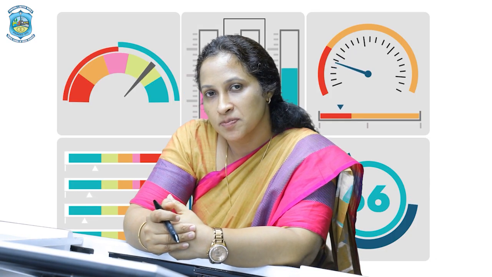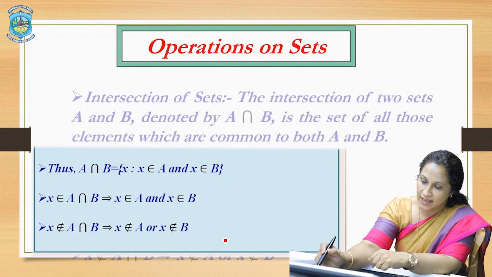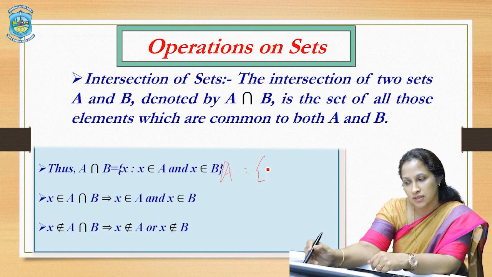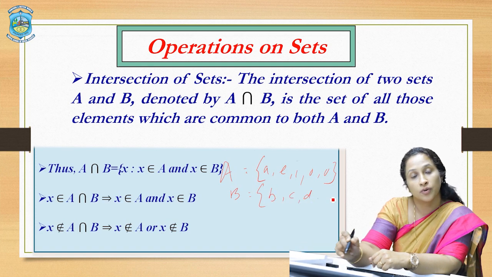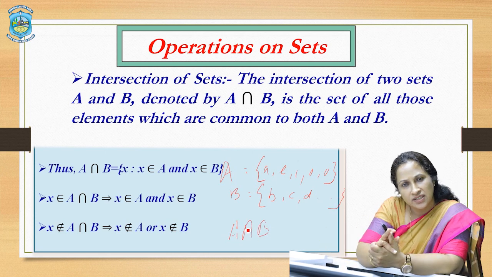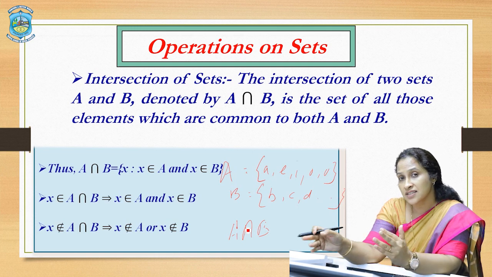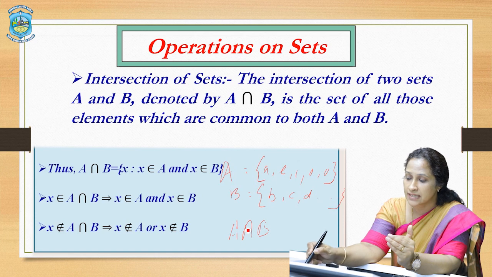We move on to the concept of intersection of two sets. Suppose you have two sets, set A and set B, and in set A you have all the vowels A, E, I, O and U, okay, and in set B you have all the consonants. So, it is B, C, D and so on. What can you say, what is A intersection B? You can see that there is no element which is common to both A and B. In this case, when there is nothing common between both the sets, you call it as phi.